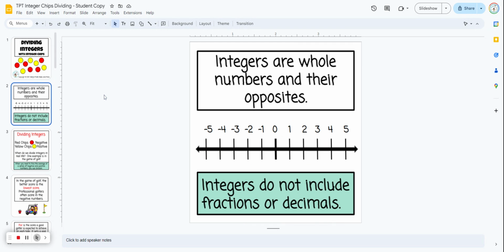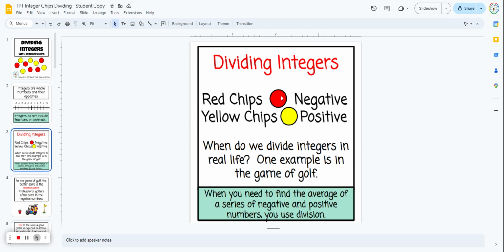So this lesson starts with an explanation or a review of what integers are. Whole numbers and their opposites, does not include fractions or decimals, and a review of the chips. So the red chips show negative numbers, yellow chips show positive numbers. And if students ask, where do we divide integers in real life? Well, one example is in the game of golf.